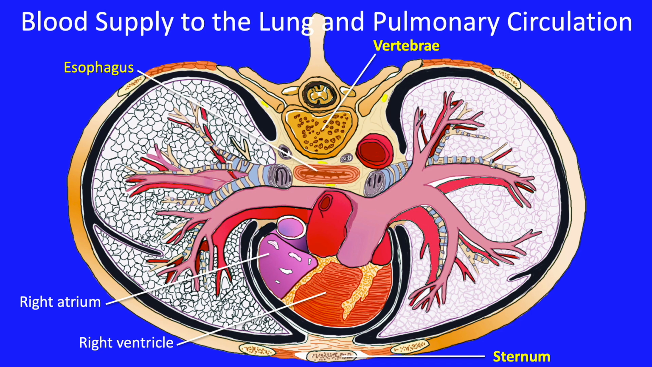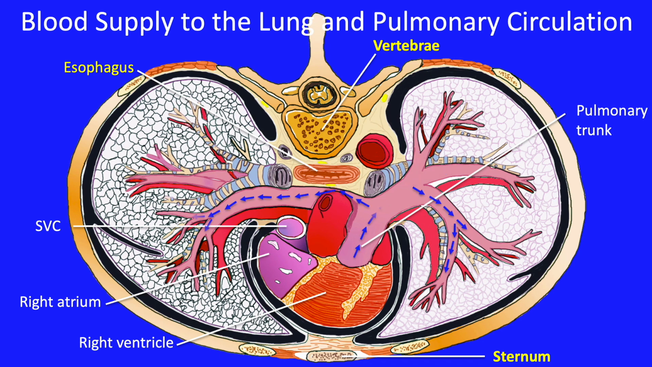Venous deoxygenated blood enters the right atrium by way of the superior vena cava, the SVC. The inferior vena cava is not visible from this view. Blood will travel from the right atrium to the right ventricle, and then the deoxygenated blood will exit the right ventricle by way of the pulmonary trunk and then travel to the lungs.